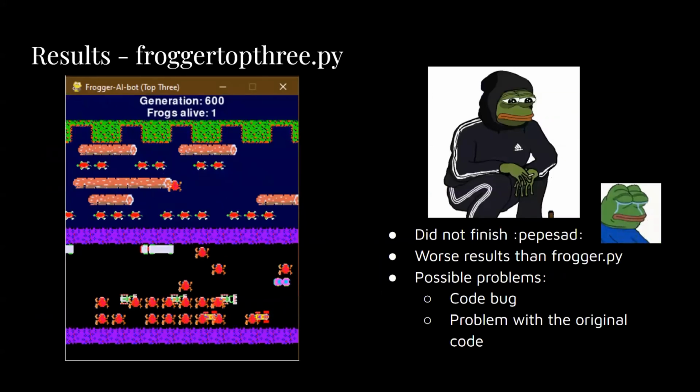Unfortunately, the code that was changed to having 3 frogs act as the parents did not work out. It produced worse results than frogger.py, and problems with this could include bugs in the rewritten function itself or problems with the original code.